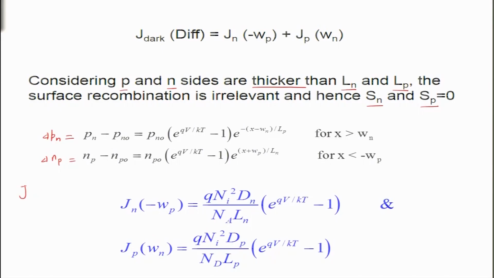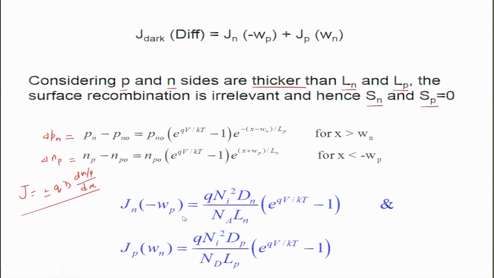So basically the current is nothing but plus or minus q D dn or p divided by dx. So depending upon whether you have positive or negative charge, you just work out the current by differentiating this, and you will get these expressions. Okay. So when you get these expressions, these are similar to what you get for a p-n junction in dark.